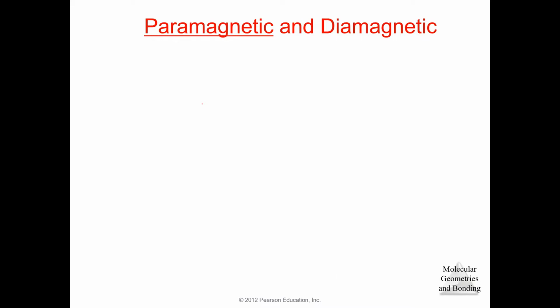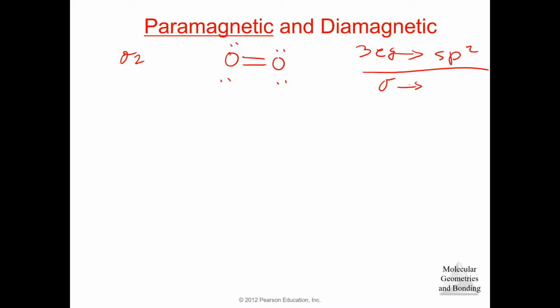Maybe I can show that to you a little easier so you can understand. This is O2. When I draw the Lewis dot structure, what do you see here, folks? What's the hybridization of oxygen? Folks, 3 electron groups gives us what? sp2 hybridization. How many sigma bonds? 1. How many pi? 1. How many lone pairs? 2, very good.